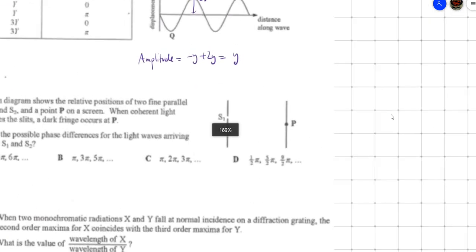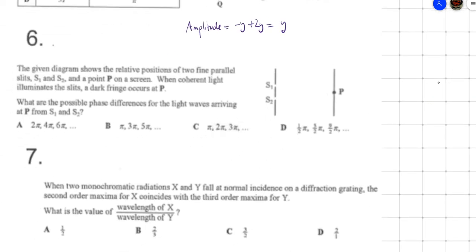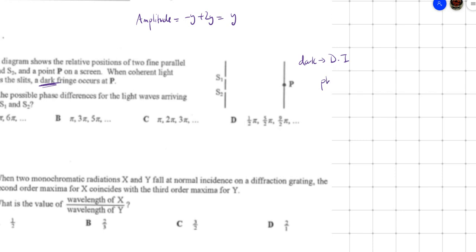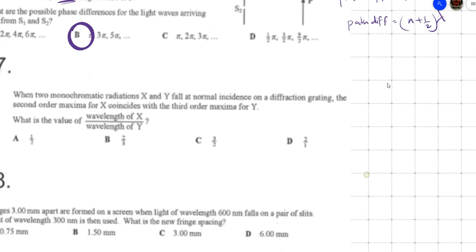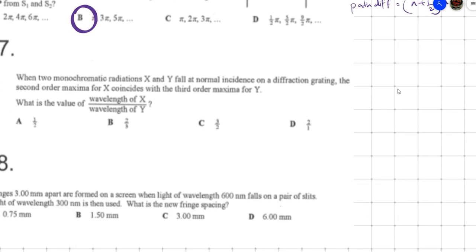Okay. Now what we have here, we have two slits, and we get dark fringes. We know that dark is equal to destructive interference. So the phase difference for that is going to be pi, 3 pi, 5 pi, and so on. And remember, the path difference is going to be (n plus half) lambda. I just put it there so that you know as well. Now this one is straightforward.